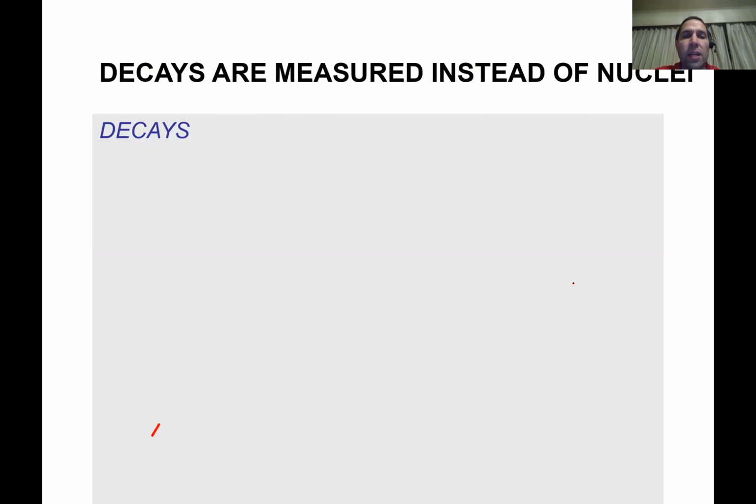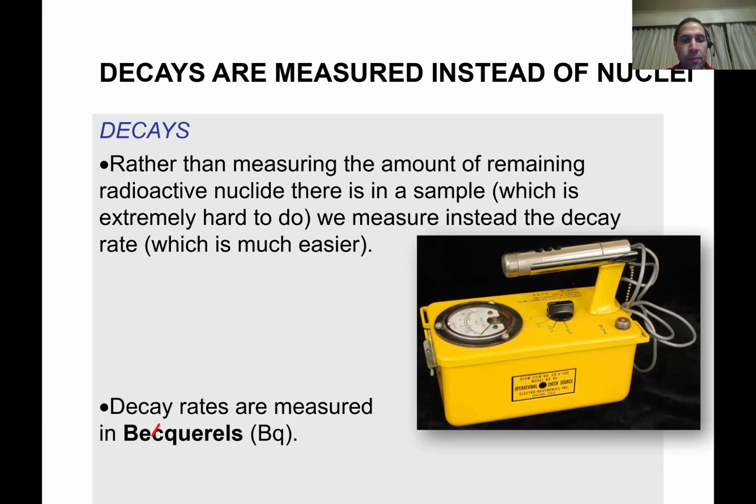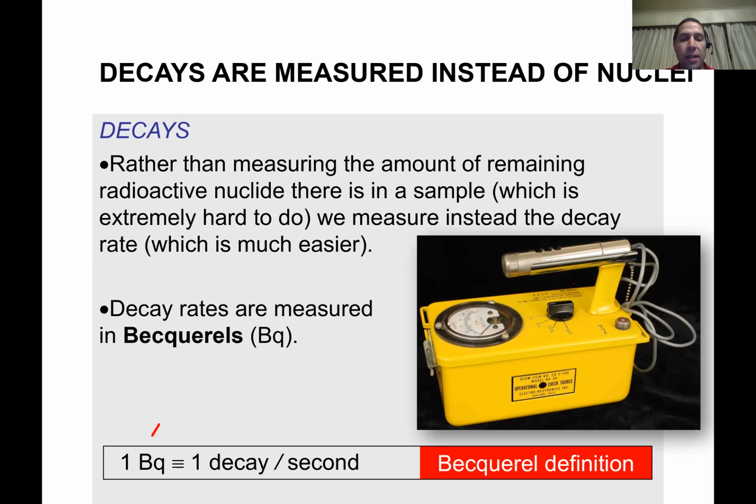One thing I want you to keep in mind is that decays are often measured instead of nuclei. It's really hard for us to measure how many nuclei are left. But we can easily measure with things like Geiger counters that you see there when a nuclide decays. And so often what we do is we measure the decay rates instead of the number of nuclides. Decay rates are usually measured in becquerels. They get a capital B and lowercase q, and a becquerel is simply 1 decay per second. So if I have an isotope that is measuring 50 becquerels, that means on average 50 decays are happening per second when I take that reading.